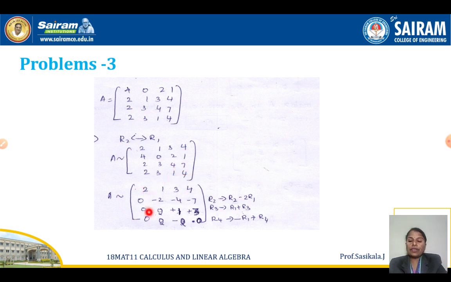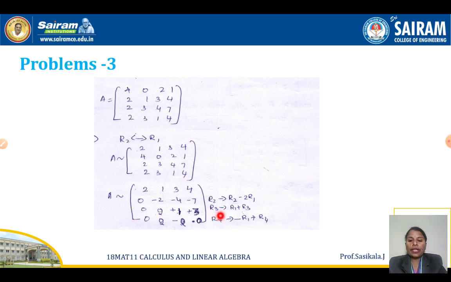Now, to convert to 0, as I told you, you have to use your first row. What is that? R2 implies, to convert it to 0 here, 4 is there. I need a minus 4. So multiply R1 by 2 and subtract from R2. You can get R2 minus 2 R1. You will get the answer 0, minus 2, minus 4, minus 7. Got it? And what is the next one?